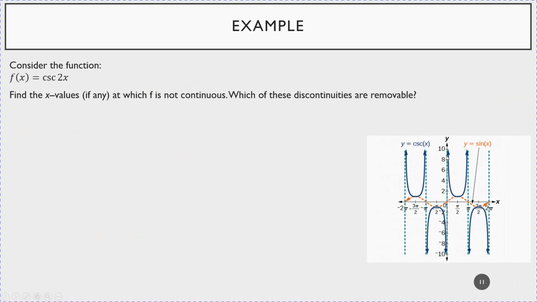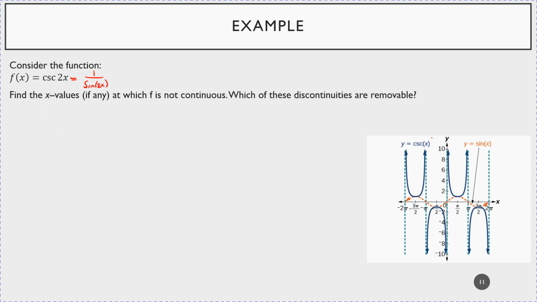So let's talk about this one next, okay? Let's consider this function. F of x is equal to cosecant of 2x, right? So we know cosecant is the same thing as 1 over sine, so this is the same thing as 1 over sine of 2x, okay? So find the x values, if any, at which f is not continuous.